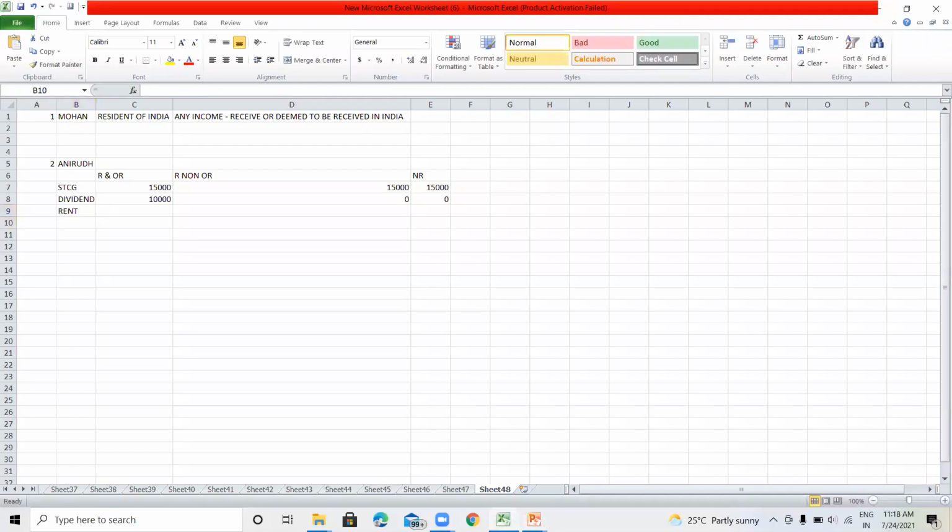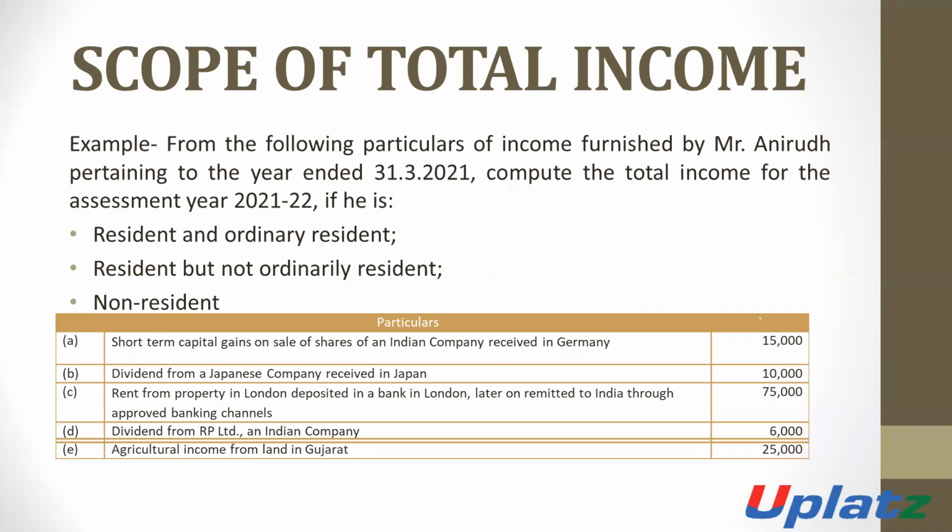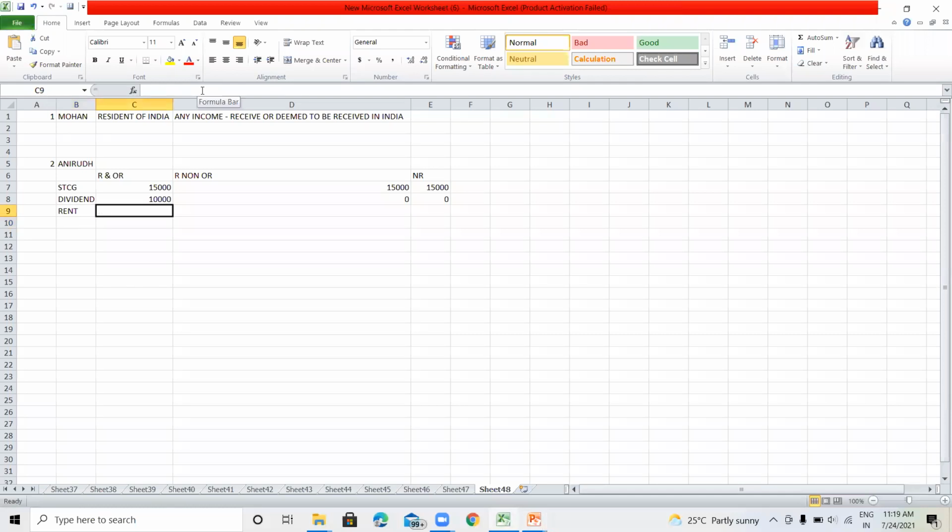Rent from the property in London, which is deposited in London, later on received in India through the approved banking channel. Means such amount of rent does not accrue in India, but later it is received in India. So in the case of a resident and ordinary resident, if there is any income which accrues outside India, if it is received in India, then it will be taxable. So it will be taxable because it is received in India.